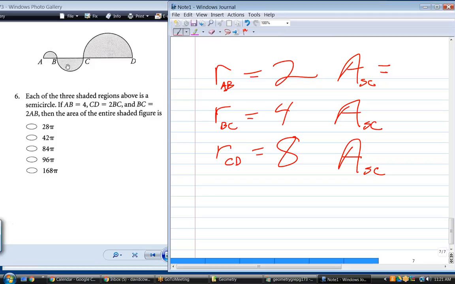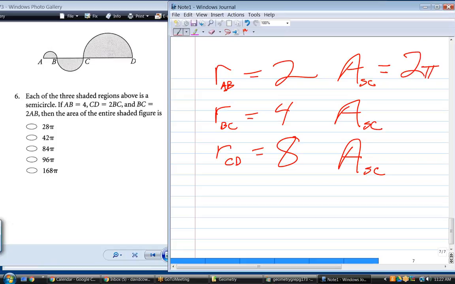Again, we're dealing with semicircles. So in other words, if I had a whole circle there and its radius was 2, its area would be 4 pi. So what's the area of just half of it? Half of 4 pi is 2 pi. In other words, the pi doesn't go away.